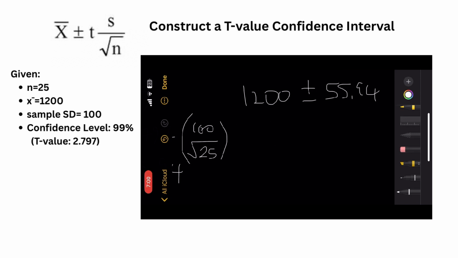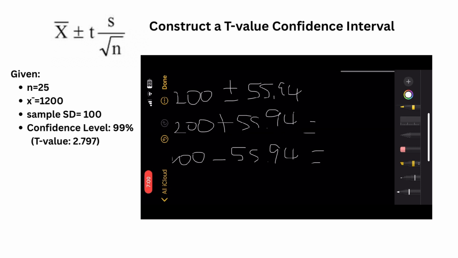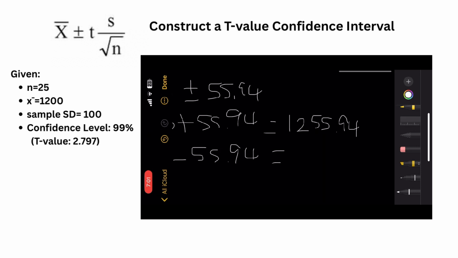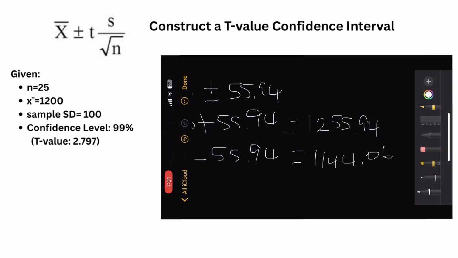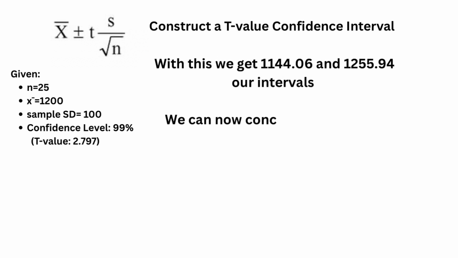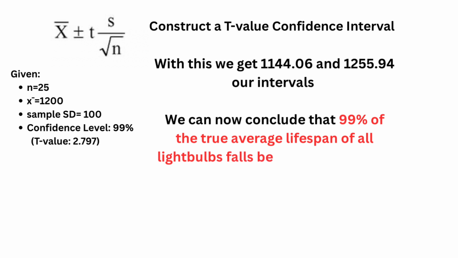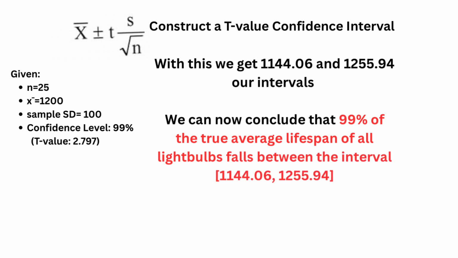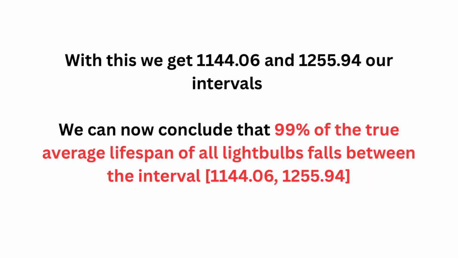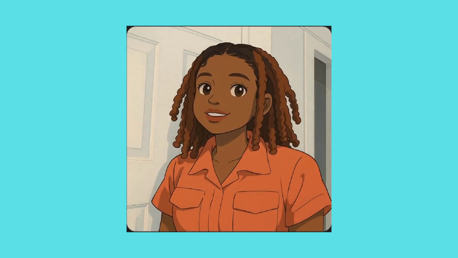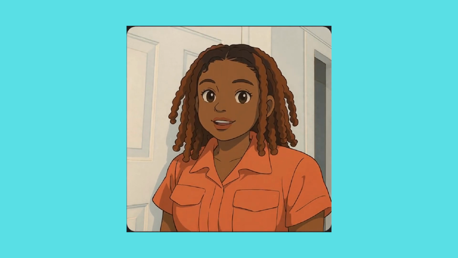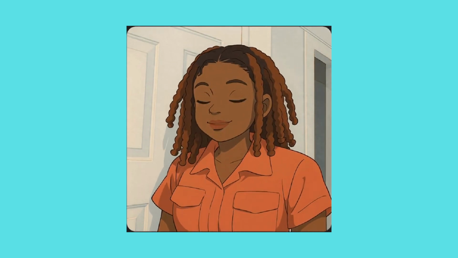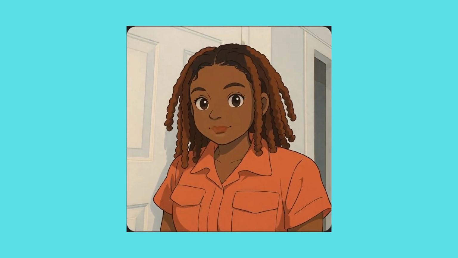With this, we get 1144.06 and 1255.94 as our interval. We can now conclude that 99% of the true average lifespan of all light bulbs falls between the interval 1144.06 and 1255.94 hours. Now that you understand what confidence intervals are, how to interpret and calculate them, passing your next test should be a breeze.